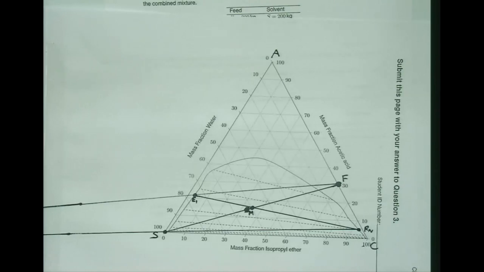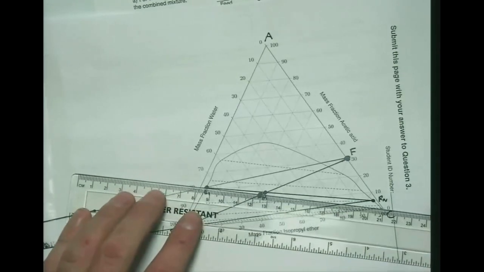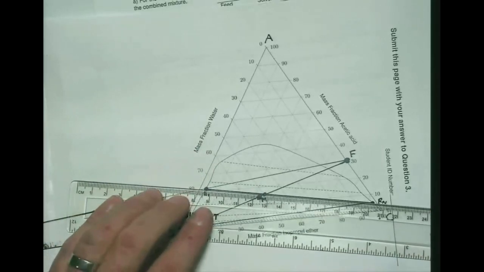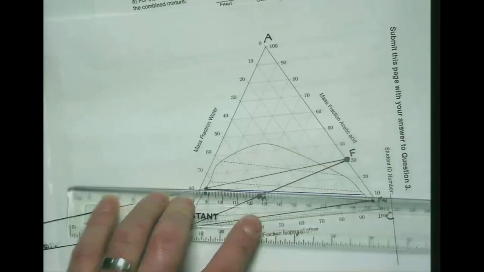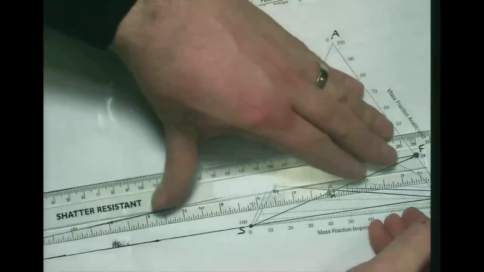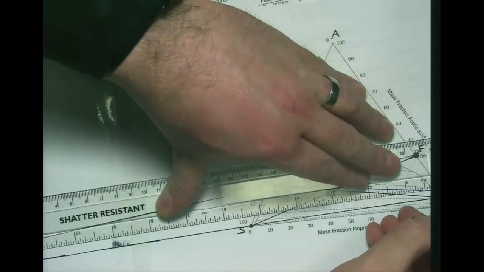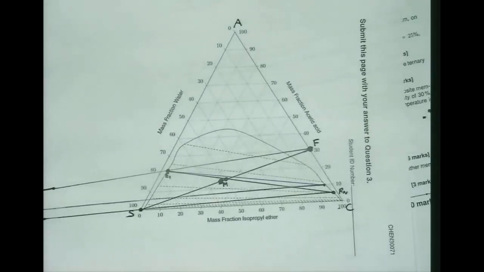So now we've drawn our operating point, we need to look at our stages for the separation. What we do is we start at our extract and we first of all do an equilibrium stage. We can see we lie partway between two tie lines, about a third of the way from the top tie line, so we can go about a third of the way from the top tie line on the other side of the diagram. Then we can go all the way to our wonderful operating point, to draw our operating line.